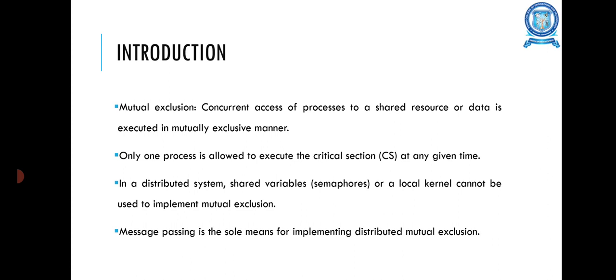Introduction. Mutual exclusion means that concurrent access of processes to a shared resource or data is executed in a mutually exclusive manner. Only one process is allowed to execute the critical section at any given time. In a distributed system, shared variables or a local kernel cannot be used to implement mutual exclusion. Message passing is the sole means for implementing distributed mutual exclusion.